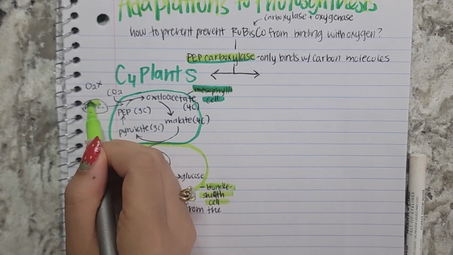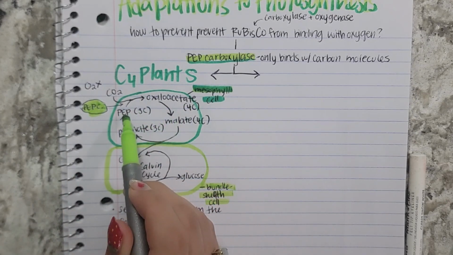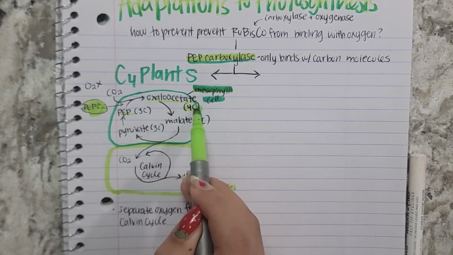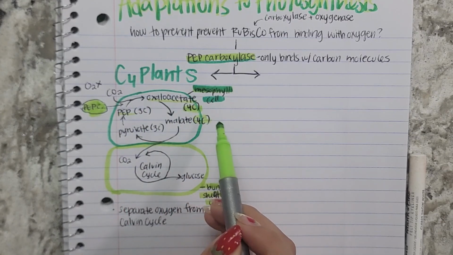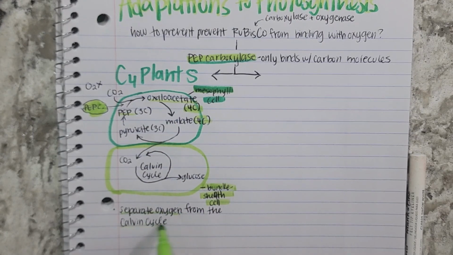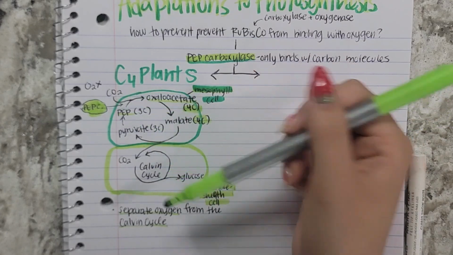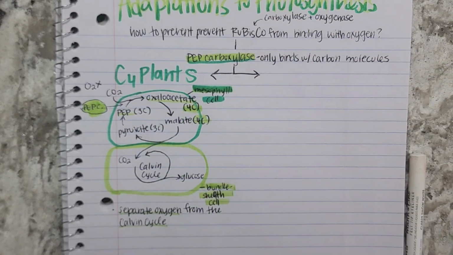So what's really important here is our PEP carboxylase turning our PEP into oxaloacetate. And these 4 carbon molecules is why we see C4 in this pathway. So with this spatial solution, separating it in space, the oxygen from the RuBisCO, we see less photorespiration occurring.